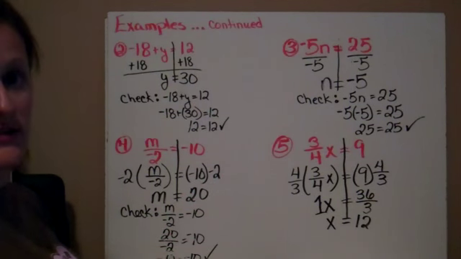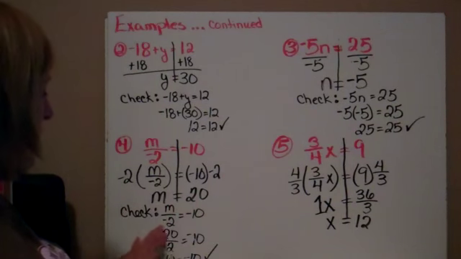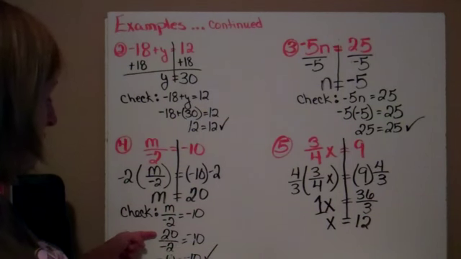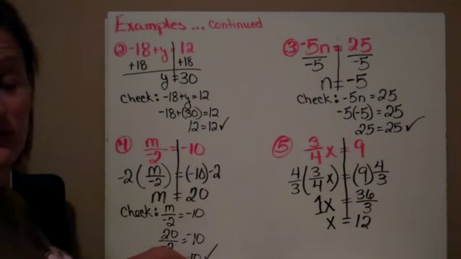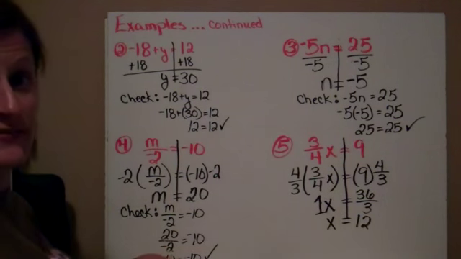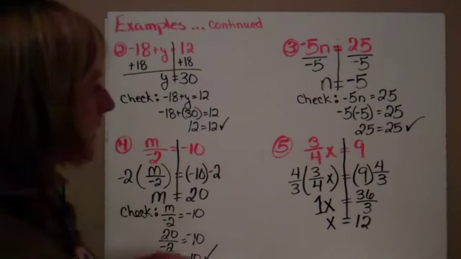Now I need to make sure I did it correctly. Plug in 20 for m, so I end up with 20 divided by negative 2. And 20 divided by negative 2 does equal negative 10. Both sides equal negative 10, so it is correct.